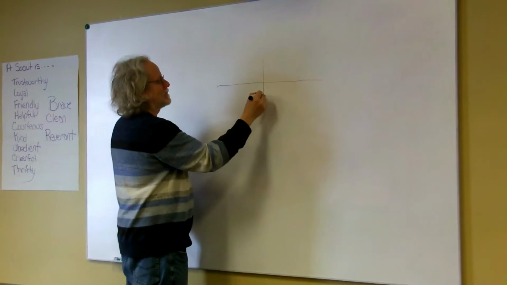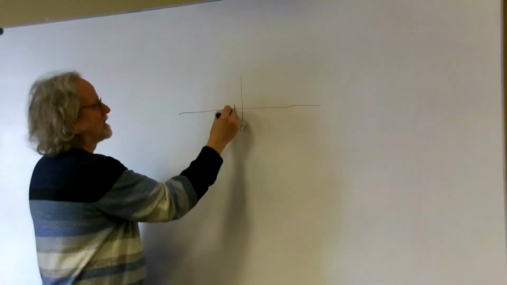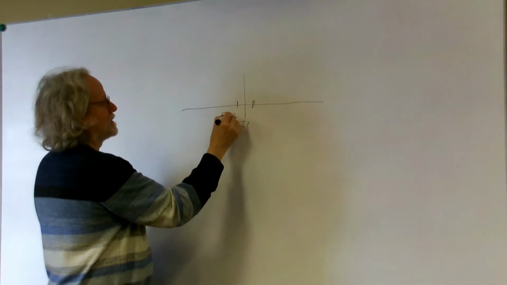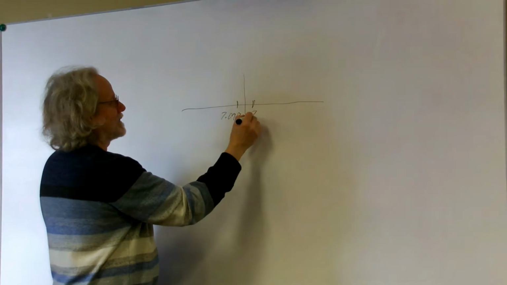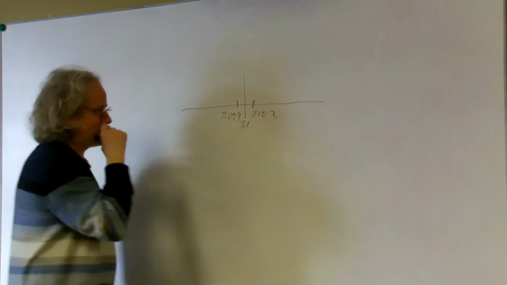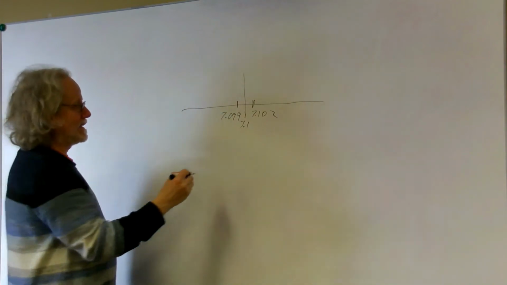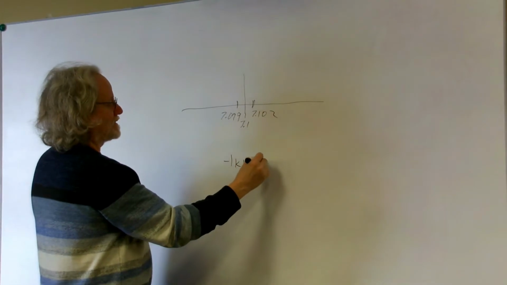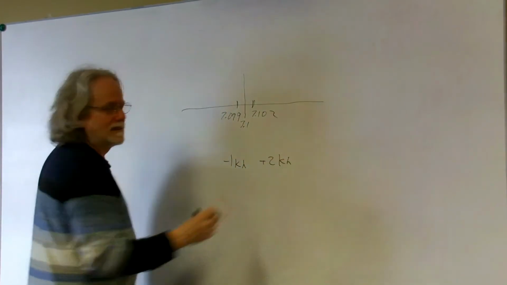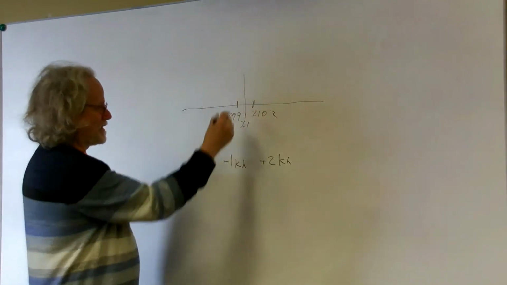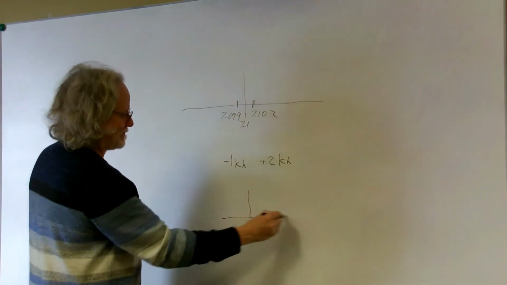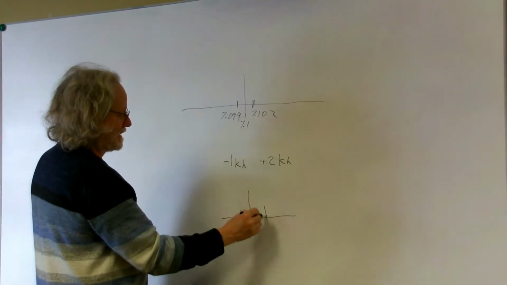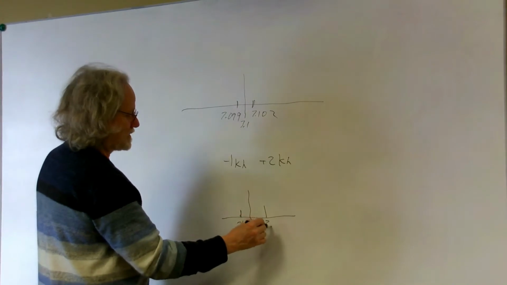Here's my, let's say, 7.1 megahertz. And I've got a signal here and a signal here. We'll make this one 7.099 and 7.102. And so when I mix them, I get minus 1 kilohertz and plus 2 kilohertz. Okay, so if you were going to then translate that down to audio, you would say, here's 0 hertz. So I have a signal here, this is minus 1, and this is plus 2.